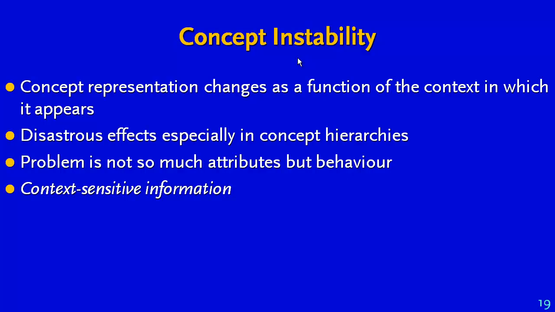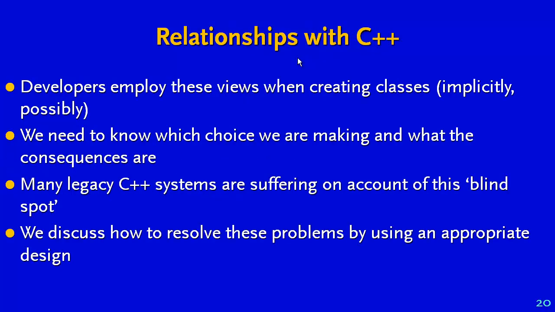So basically the problem is caused by new behavior. So we have basically context-sensitive information. This can be a problem. Now, back to real life, you might say. We've done the theory of classes and concept hierarchies. What's the relationship or the issues with C++?